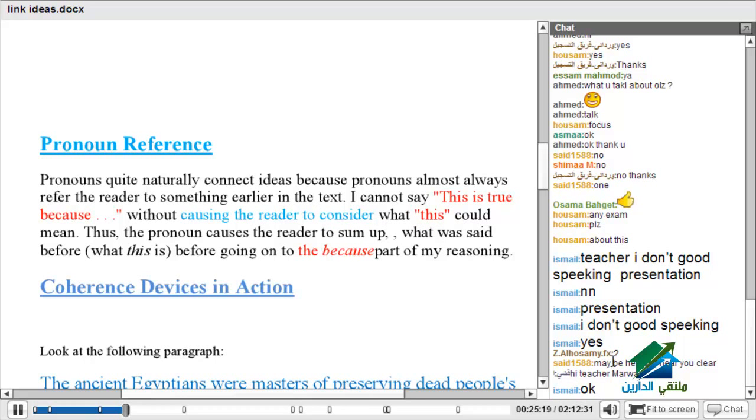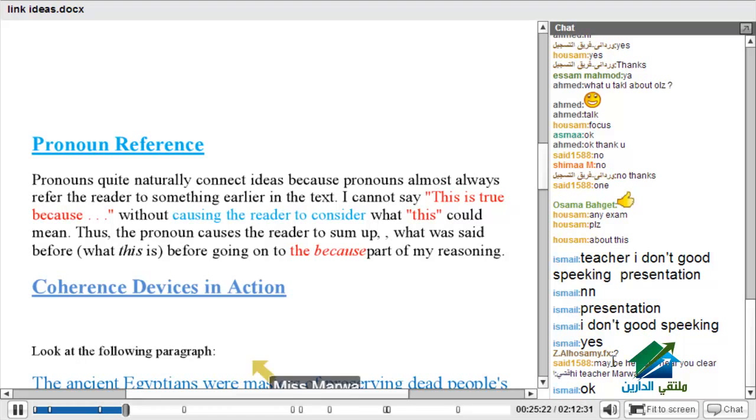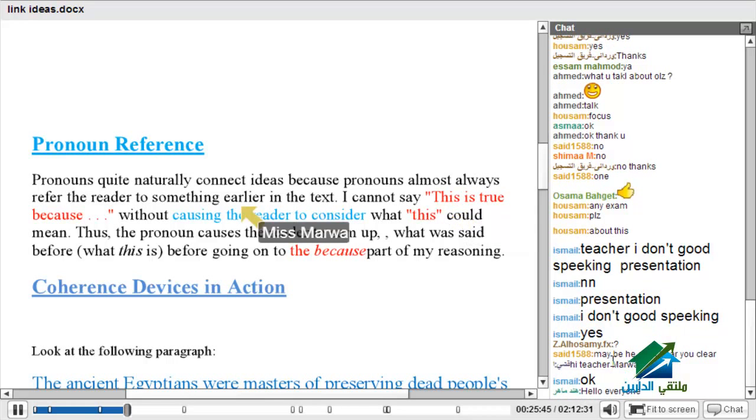So I can't say this is true because, without causing the reader to consider what this is. At least the reader will ask what do you mean by this? The reader wants to know what you mean by this. You must say what the problem or the point is that you are speaking about. After that give the reasons. So I avoid this confusion during my writing.